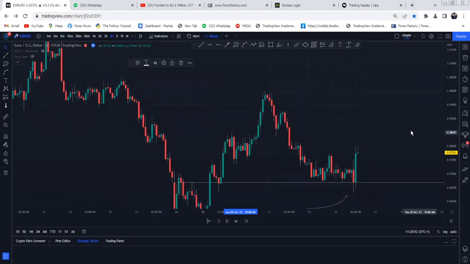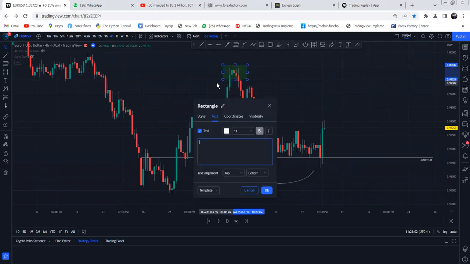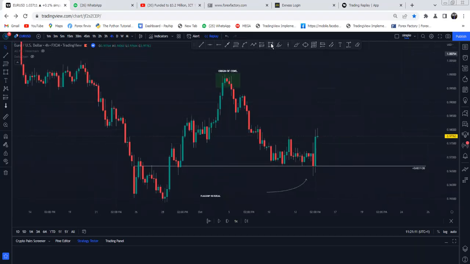Okay, so this is what we have on the 4 hour. So where's the origin of consolidation? This is it here, right? This is an old high now, and it is going to be the origin of our consolidation. Put it at the top and at the center. Okay, so that's the origin of our consolidation.